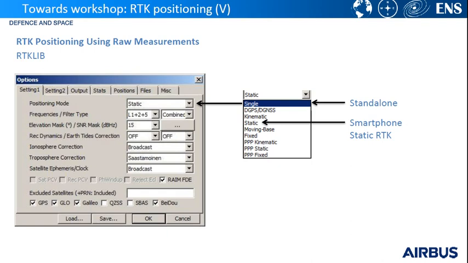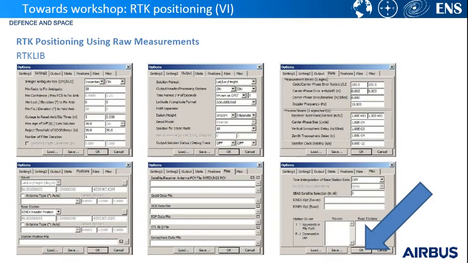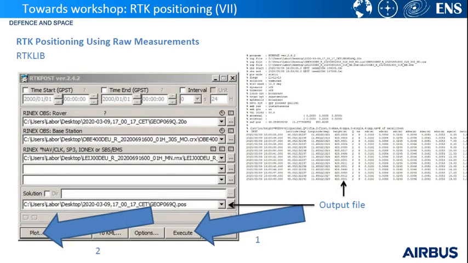Picture on this slide presents options for the first bookmark. Here we have settings for another bookmarks. Once everything is configured, just click OK. Once everything is set, we can start the processing. To do so, click Execute button.